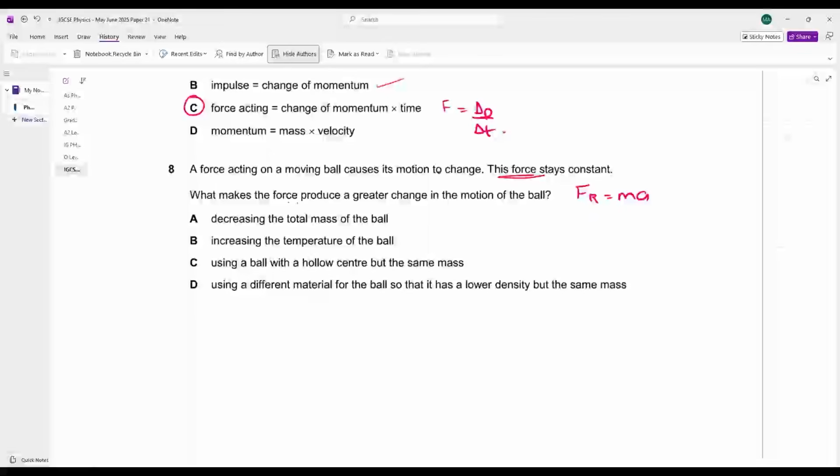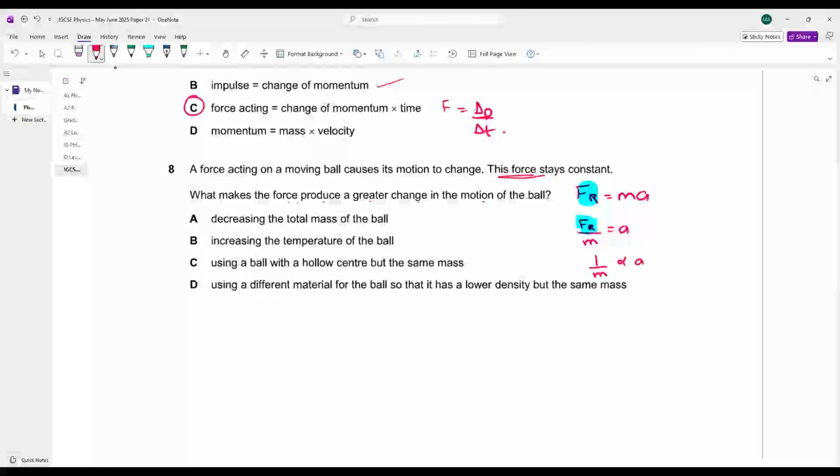What makes the force produce a greater change in the motion of the ball? अच्छा जी, अब आपकी फोर्स जो है ना वो कांस्टेंट रह रही है. Perfect. If your force remains constant, can you bring the mass to the downside? Yep. If your force is remaining constant, you can replace this resultant force by a proportionality sign. 1 over m is inversely proportional to acceleration. Now, if you decrease the total mass of the ball, your total acceleration increases. You are now producing a greater change. A is your answer. Simple.